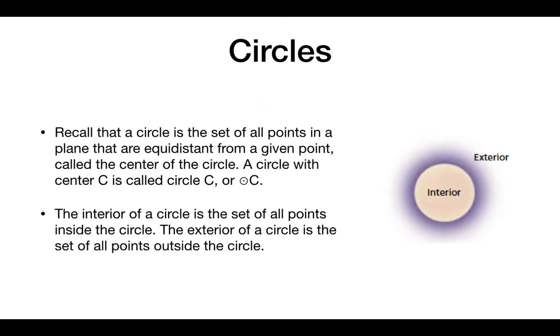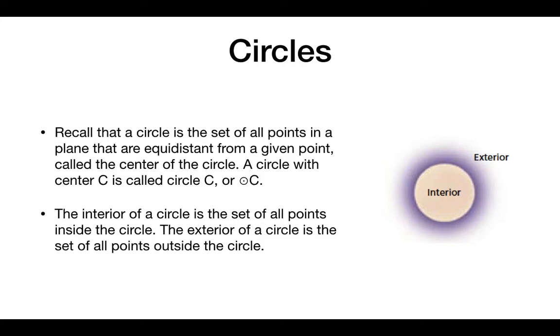So today we're talking about circles. Now, you may recall that a circle is a set of all points in a plane that are equidistant from a given point, called the center of the circle. A circle with a center C is called circle C. Now, the interior of the circle is all of the points inside the circle. The exterior of a circle is all the points outside of the circle. This seems very easy and obvious, but apparently we have to explain this to you. So, interior, inside, exterior, literally anywhere else.